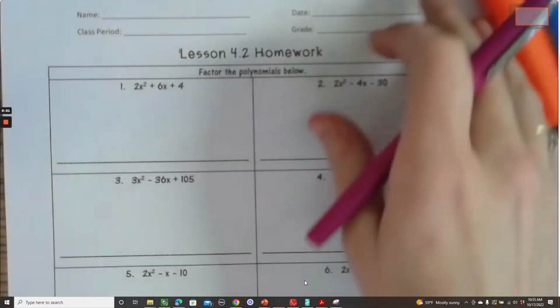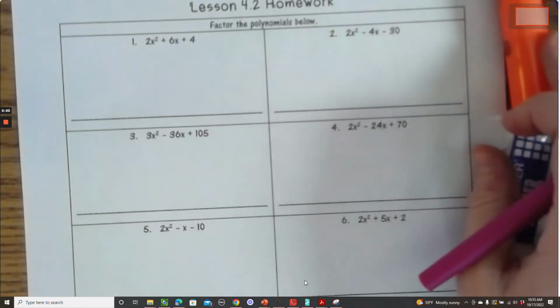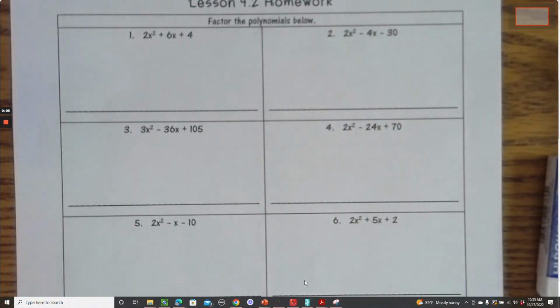This video is for the lesson 4.2 homework. We're factoring polynomials. So what we're doing is we're trying to do reverse distribute. It's kind of what we're doing, okay?